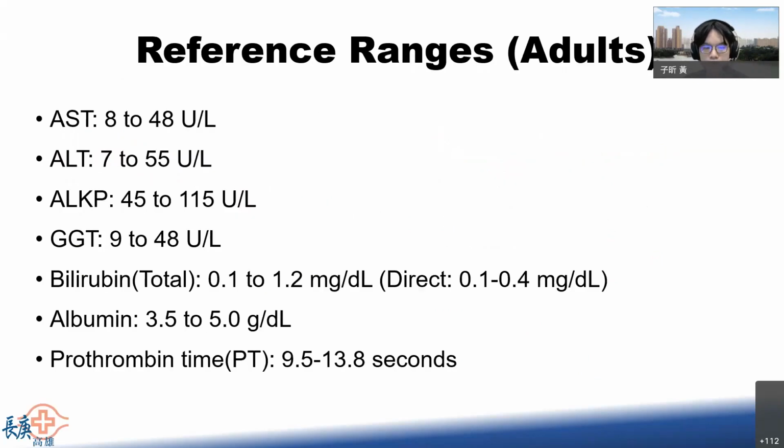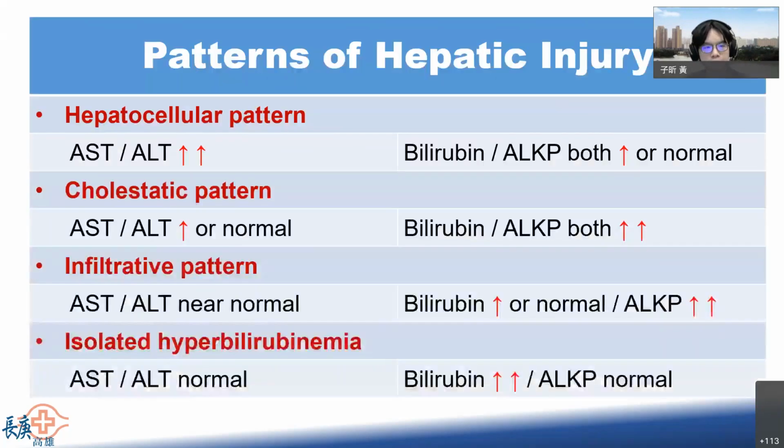This is for your reference. These are some of the reference ranges for the normal. Usually you can memorize these as AST, ALT upper limit is 40, alkaline phosphatase is up to 100, and gamma-GT is up to 50, around that range, because reference values vary from lab to lab. So you might want to check what the reference ranges are where you practice.